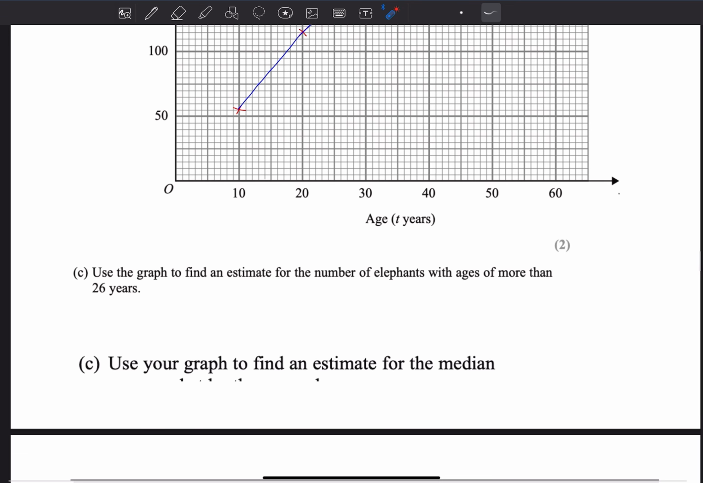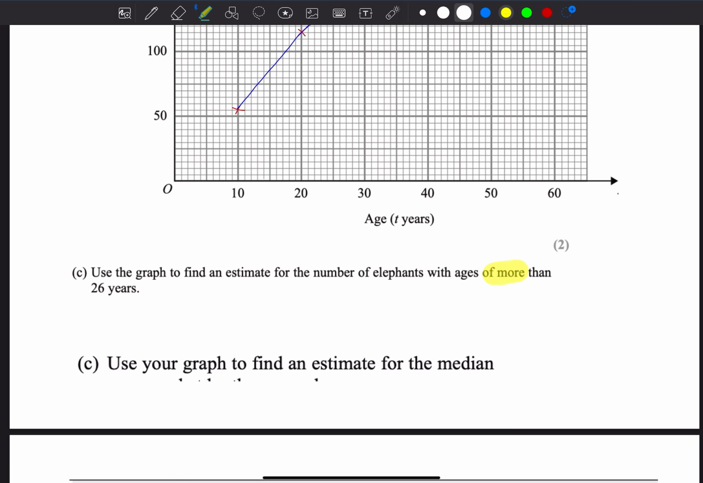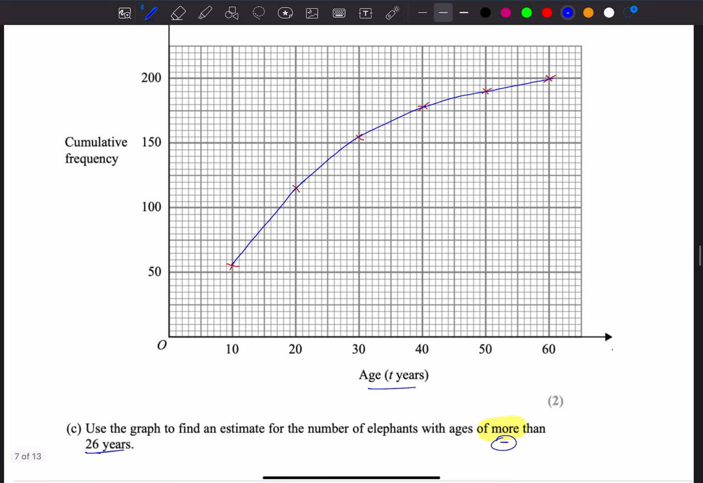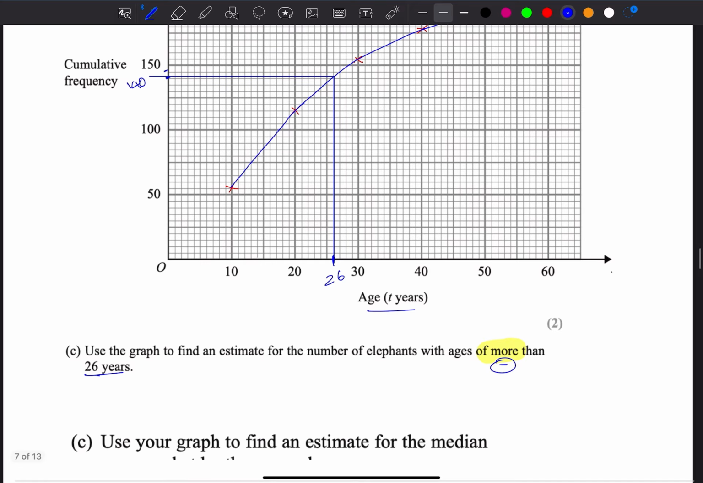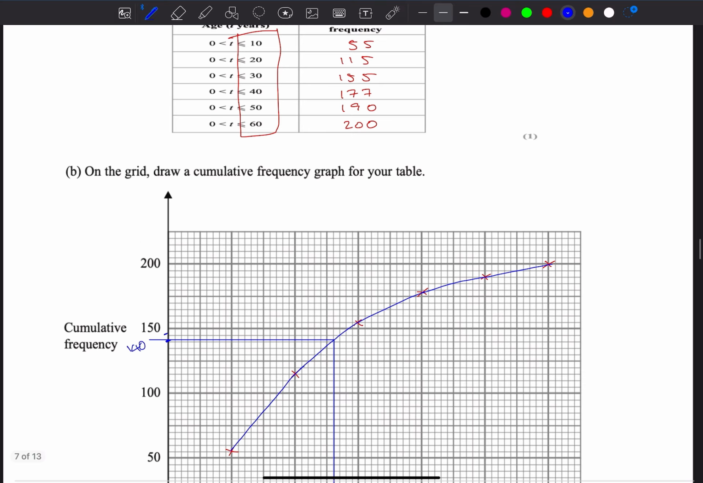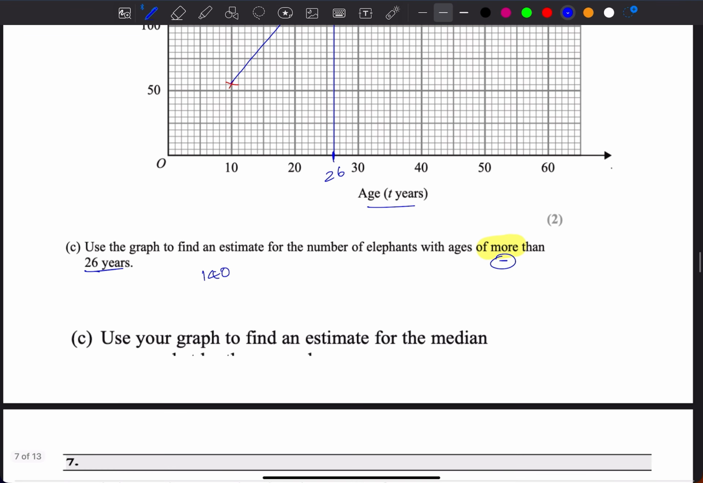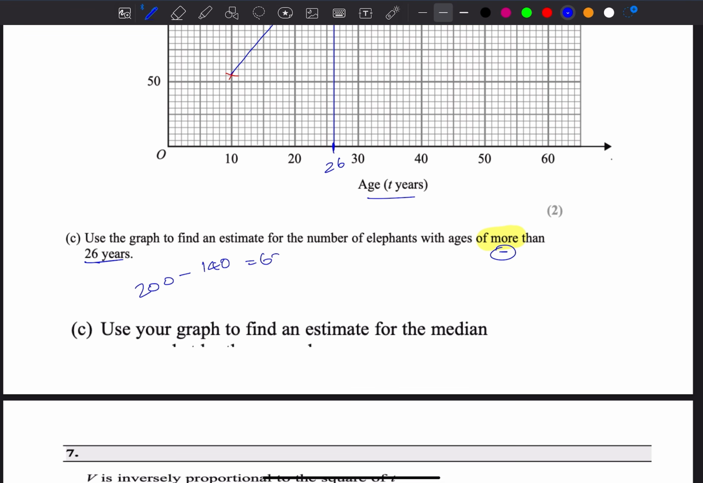Find the estimate for the number of people. The keyword here: more than means you've got to take away from the total. So 26 years. Go to the age 26. So 25, 26 is here. You read what 26 years is roughly. That's 155. So 150, 145, 140 roughly. So I'm getting 140, but that's not the answer. What's the total? The total is 200. 200 take away the 140, which is 60. That's the answer. You may get any answer between 55 and 65. If you got 55 to 65, you're okay.